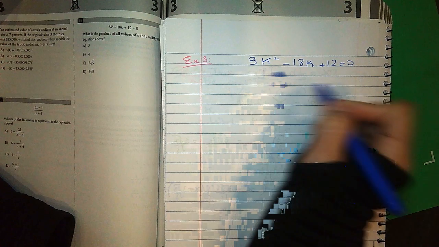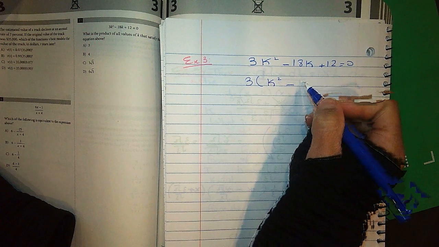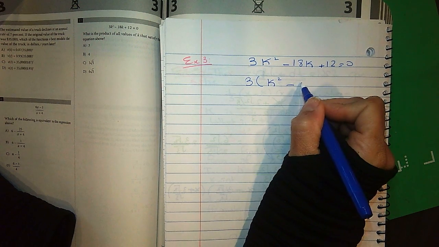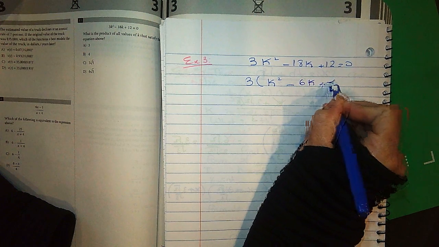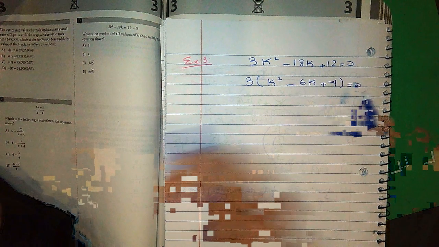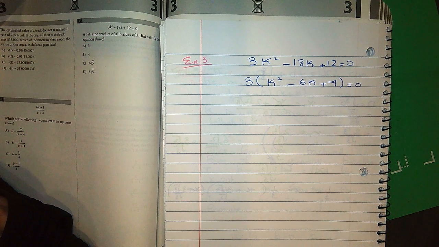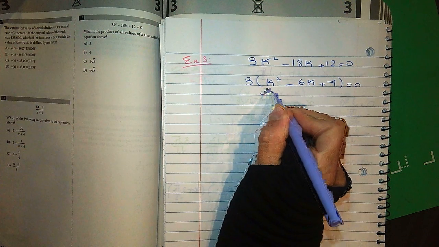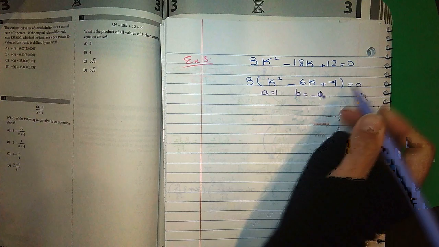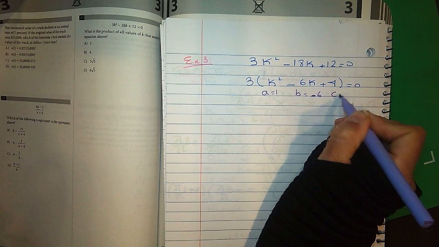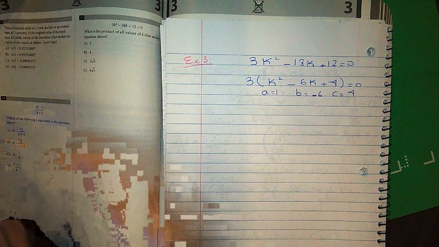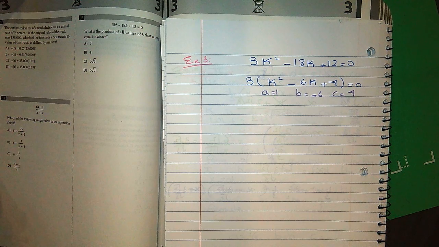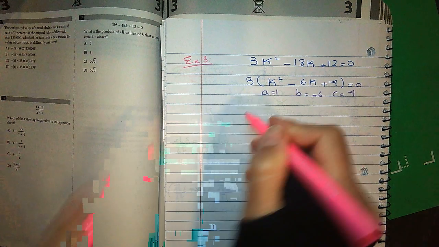Alright, so first, what is the greatest common factor? We got 3, we got k squared minus 6k plus 4 equals 0. Alright, now we're going to go ahead and work on the A, B, and C. A is 1, B is negative 6, and C is 4. Again, please go back to the notes we had last time if you want to review these A, B, and C's.